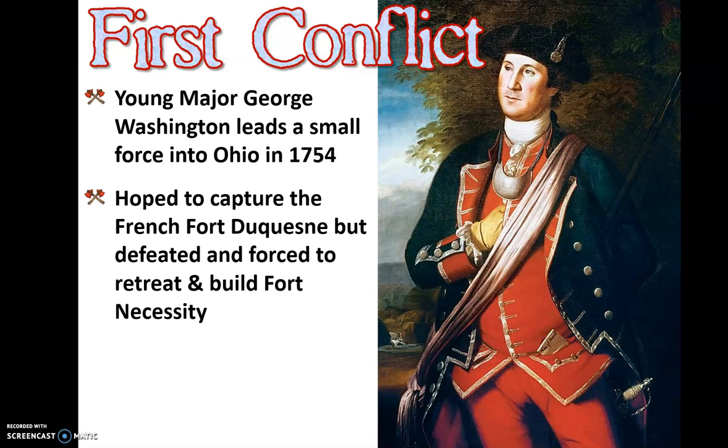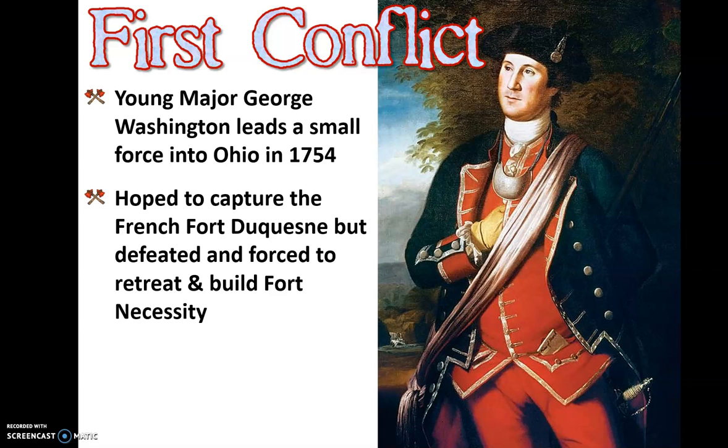Now, the first conflict involved this young man right here, a very young 21-year-old George Washington, who is a major for the British Army. He is told by the British government, which is represented in the state of Virginia, to go and lead a small force of men into Ohio, that map that I had showed you, in 1754. And they had a specific mission, and that mission was to capture the French Fort Duquesne.